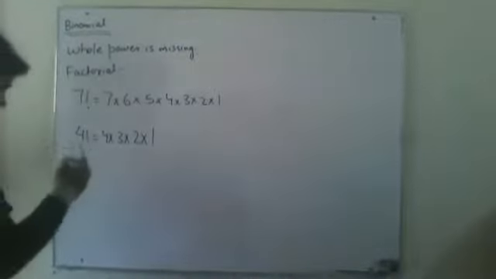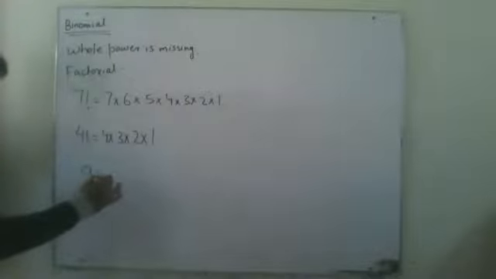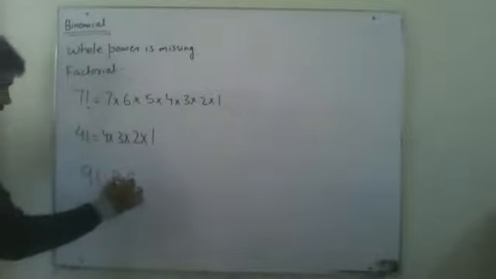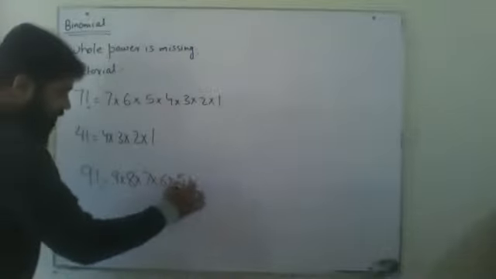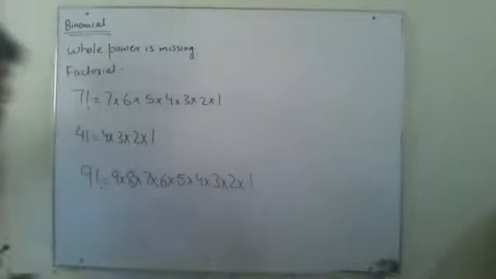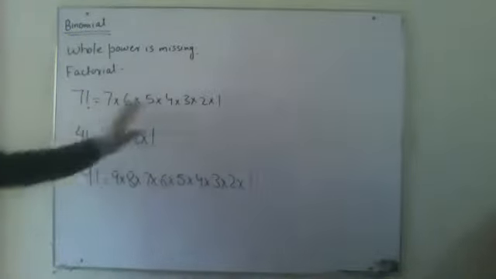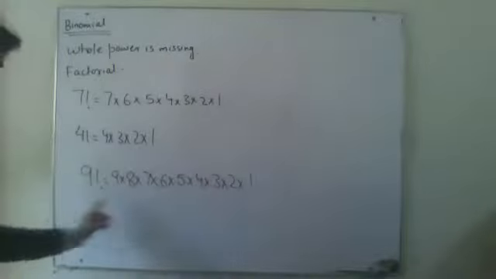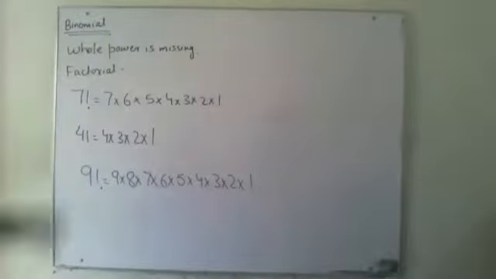Or if I'm saying, for instance, 9 factorial, then 9 into 8 into 7 into 6 into 5 into 4, 3, 2, 1. That is the thing which we can do over here in factorial. 7 factorial is there, 4 factorial is there, and 9 factorial is there. So 3 factorials are written in front of you.